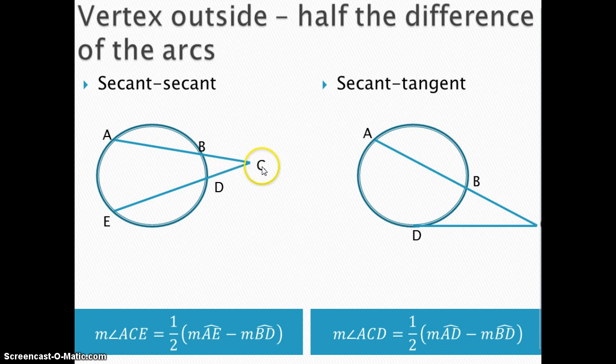and that'll give me my secant-secant angle. I do the same thing for the secant-tangent angle. I take AD minus DB, multiply by 1/2, and that gives me my secant-tangent angle, which again, the vertex is outside the circle, so that's the measurement that I'm looking for. And the third type, we've got another one called the tangent-tangent angle. It's the same basic idea, but it's made of two tangent segments instead of a secant or a tangent.